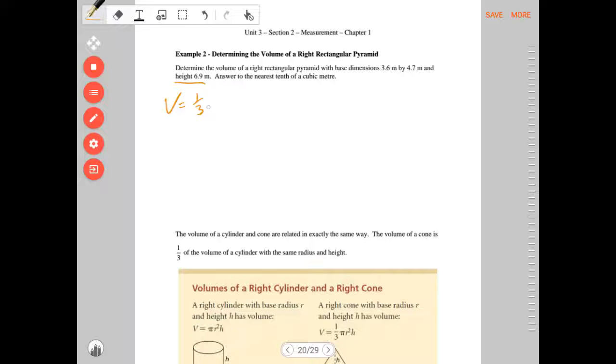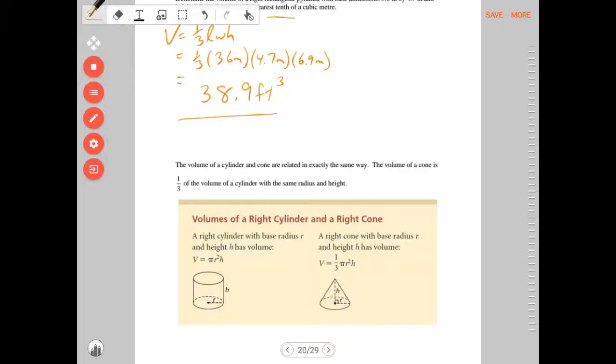So the volume of a pyramid is 1/3 length times width times height. So 1/3 times the length, 3.6 meters, times the width, 4.7 meters, times the height, which is 6.9 meters. So 1/3 of all of that. We type that all in, and to the nearest tenth we end up with 38.9 cubic meters. Awesome. Remember, the volume of a cylinder and a cone are going to be related in exactly the same way.